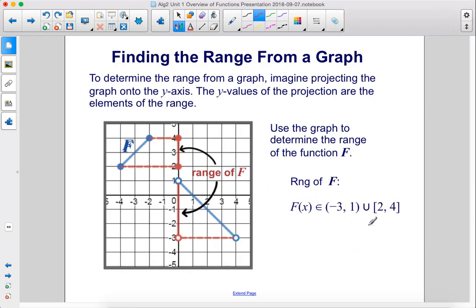Alright, and this is how you would write out the range of f. So the range of f is from -3 to 1 with parentheses since we're not including the numbers -3 and 1, and the numbers between 2 and 4 including 2 and 4, hence the brackets here.